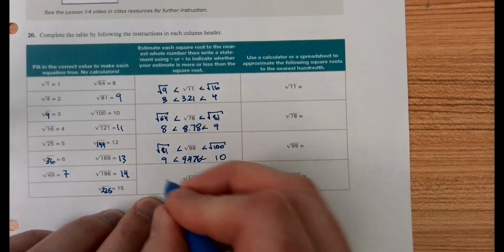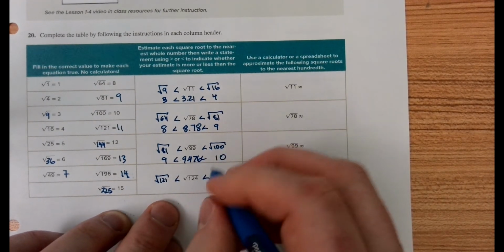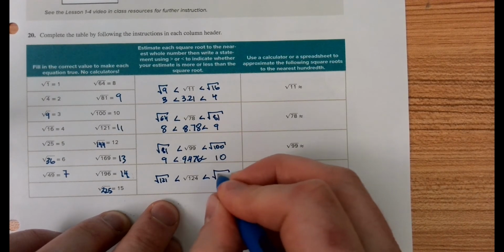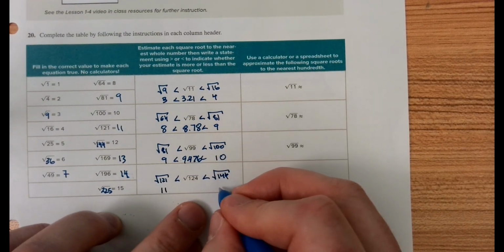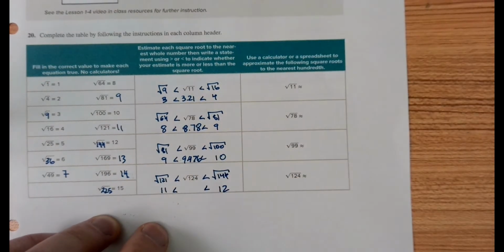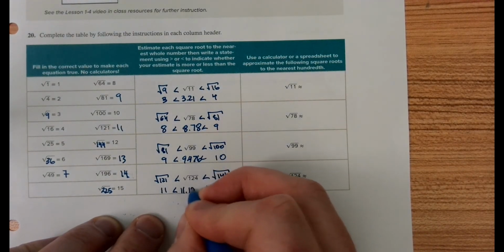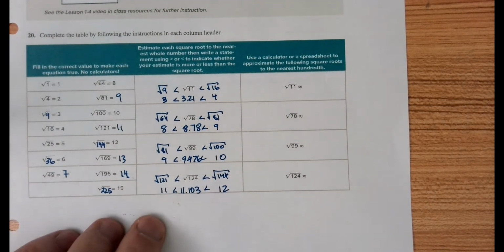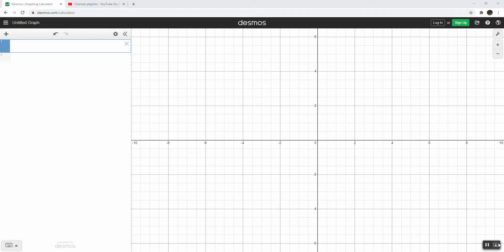And then finally, 124. Well, that's just slightly greater than 121 and quite a bit less than 144. The square root of 121 is 11. The square root of 144 is 12. So the square root of 124 is between 11 and 12, and it's quite close to 11. So let's call this 11.103. Okay, let's see how good my approximation skills are. We're going to switch to Desmos.